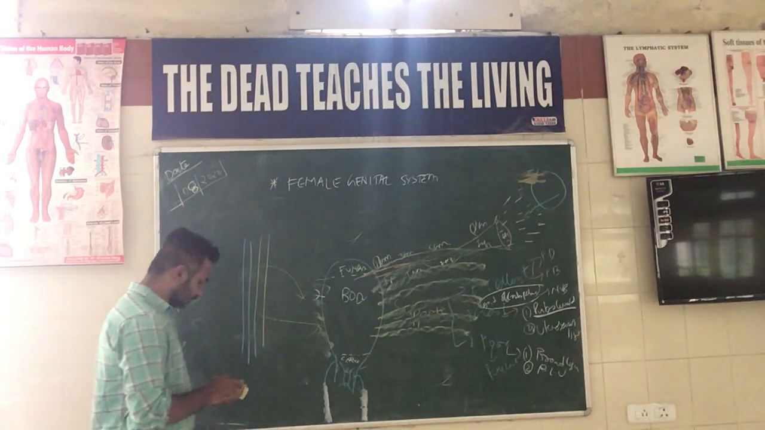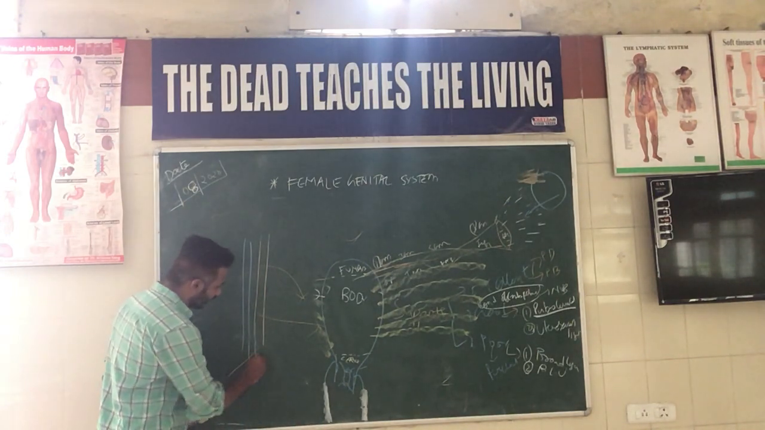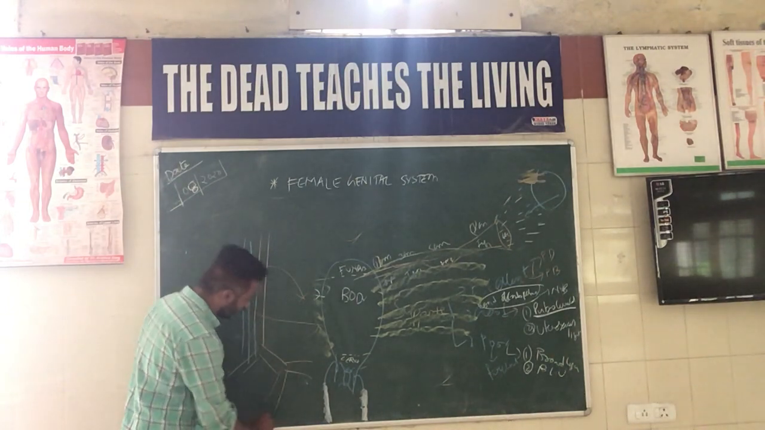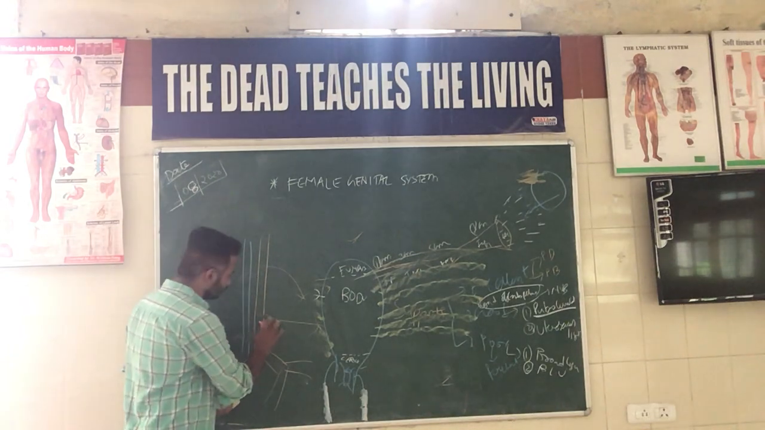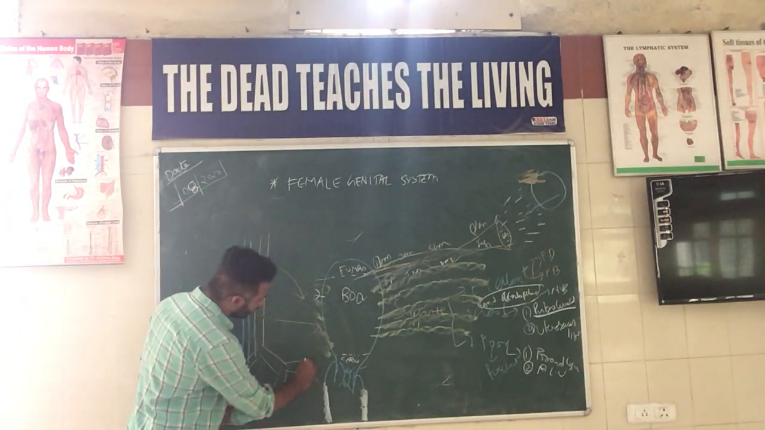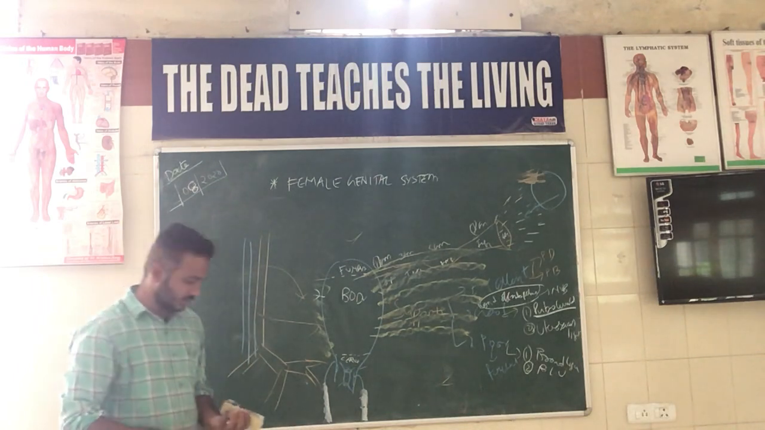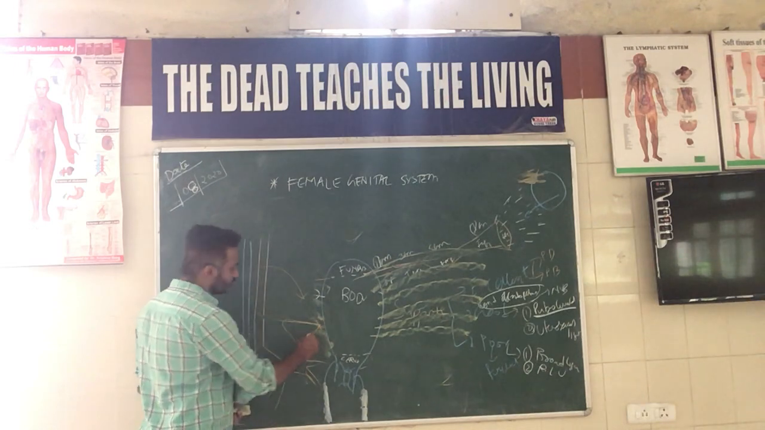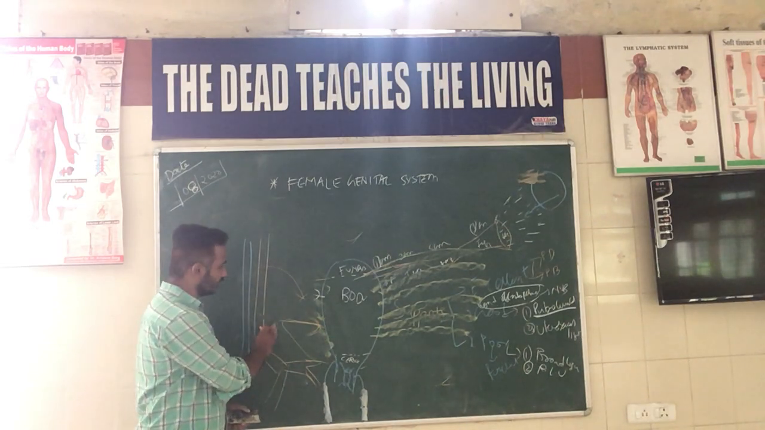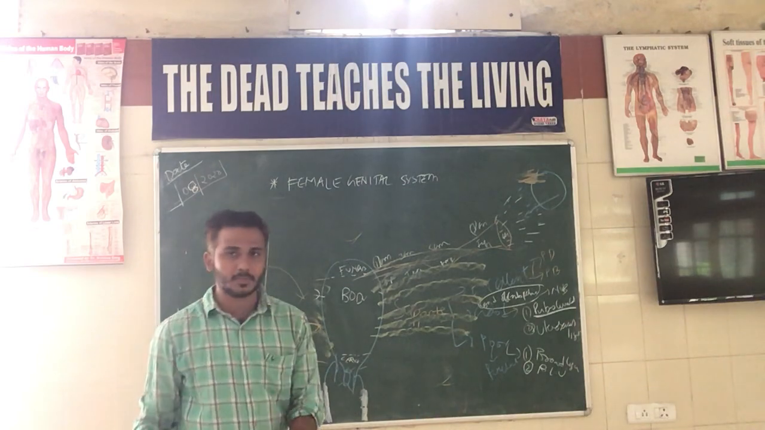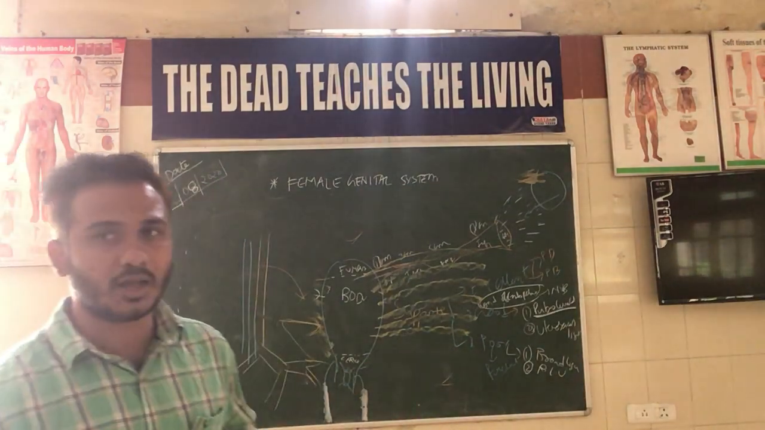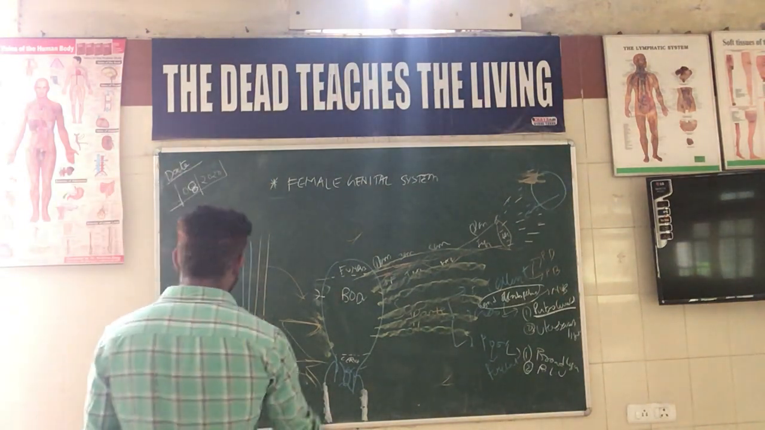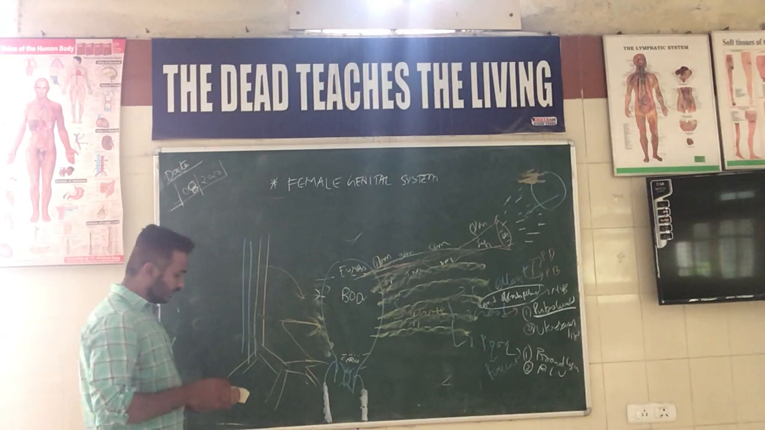The abdominal aorta bifurcates into the common iliac arteries. The common iliac arteries bifurcate into the external iliac arteries as well as the internal iliac arteries. This internal iliac artery is further divided into an anterior division as well as a posterior division. The anterior division of the internal iliac artery gives rise to the uterine artery, while the ovarian artery, which is nothing but the gonadal artery in females, directly emerges from the abdominal aorta. So the uterine artery arises from the anterior division of the internal iliac artery.